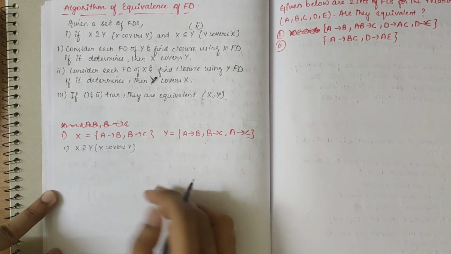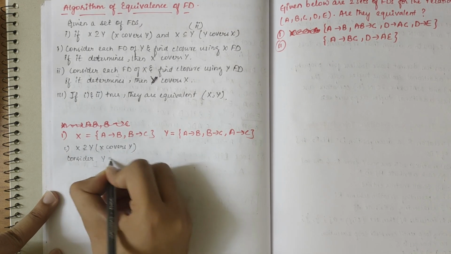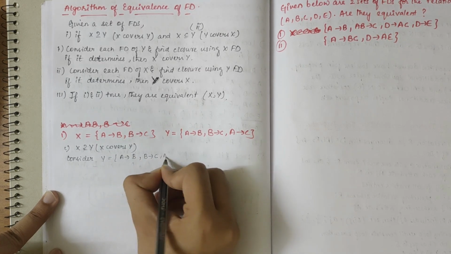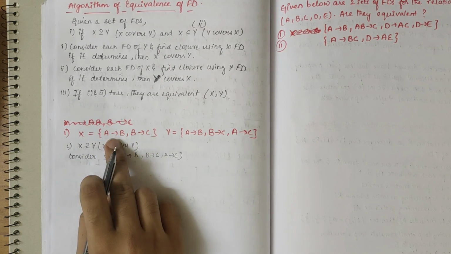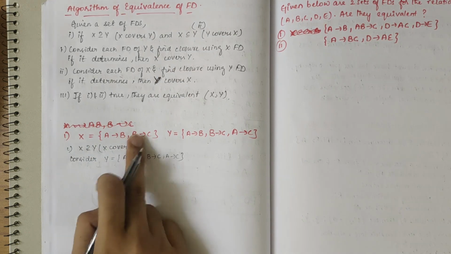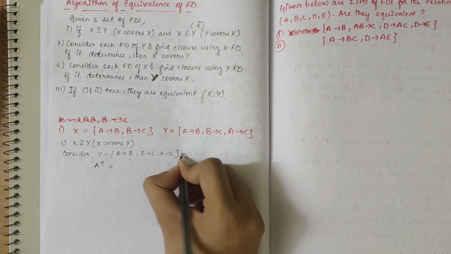So if X covers Y is given, then first I'll write, consider Y is equal to A determines B, B determines C, and A determines C. So now I have A determines B and B determines C, right? So A and B are there in X. So I'll write closure here by considering this.